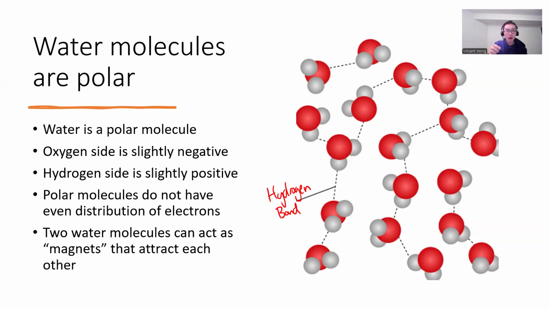This is the reason why we can suck water up a straw. Right? When you suck up one water molecule, the attraction to the next one will pull the next one up and the next one up, and then the whole chain goes up the straw. Right? So polar molecule. One part is slightly negative, the other part is slightly positive, and it's caused by uneven distribution of electrons, and they behave like tiny magnets.